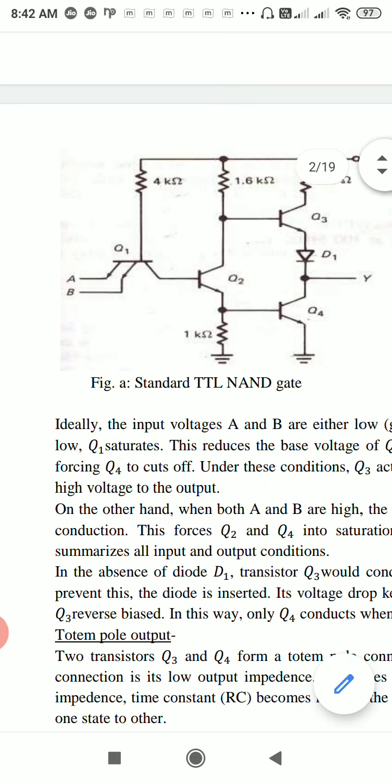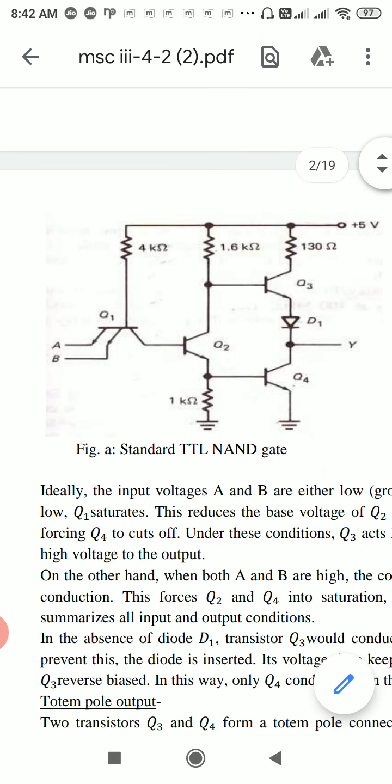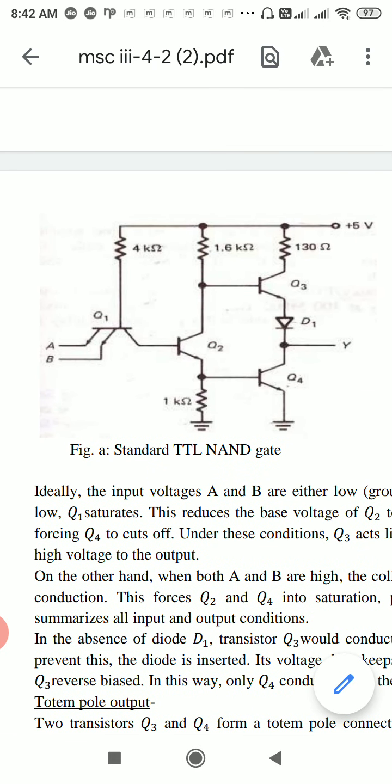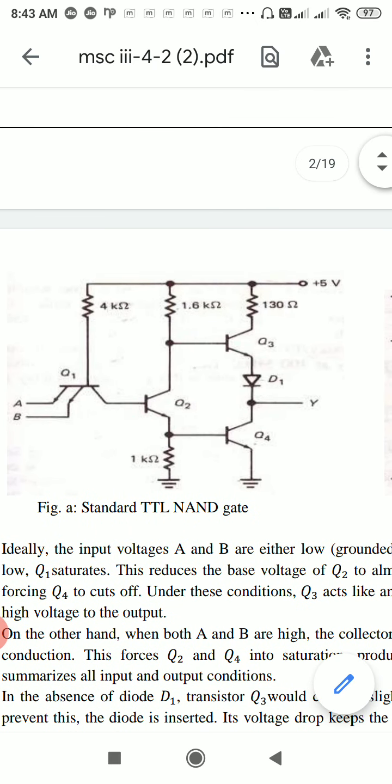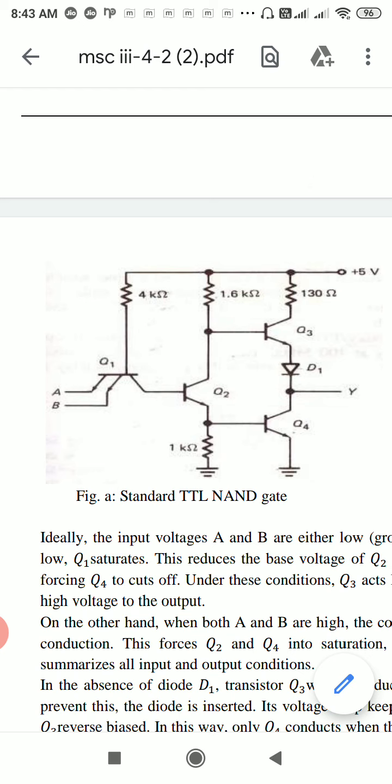This circuit shows a 2-input TTL NAND gate. Transistor Q1 having 2 emitters, and these 2 emitters behave as PN diodes. So these 2 diodes or 2 emitters with 4 kilo ohm resistance behave as 2-input AND gate.